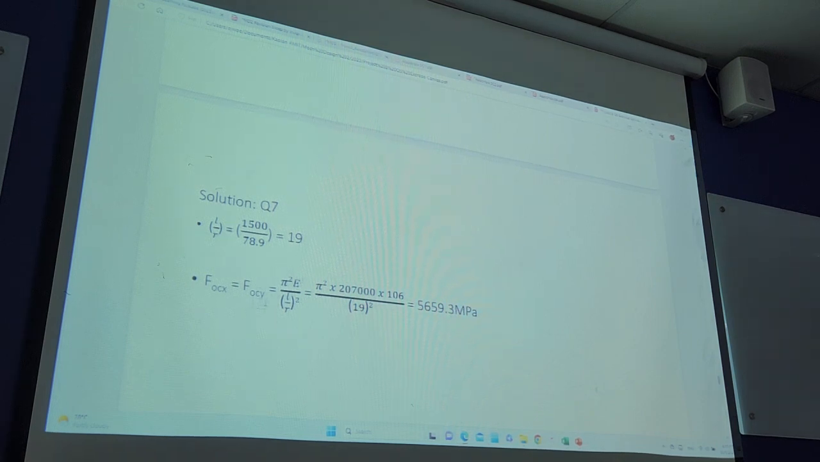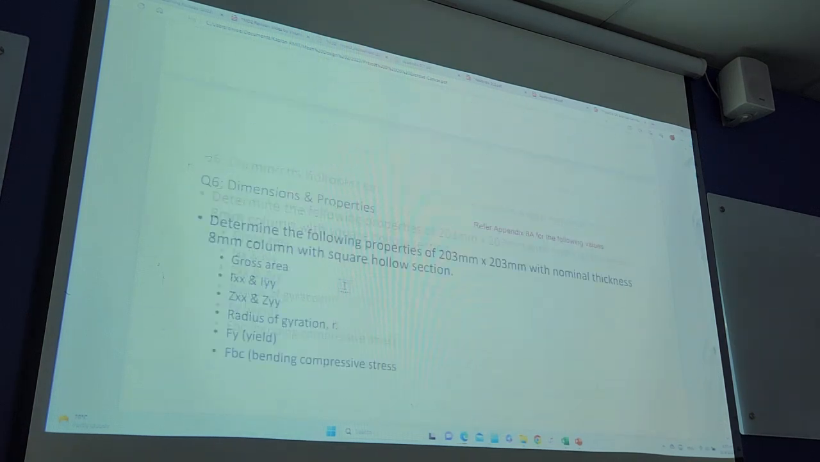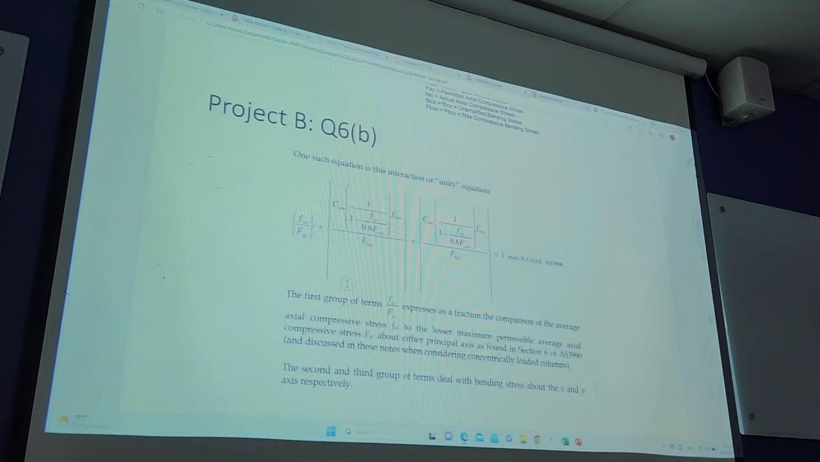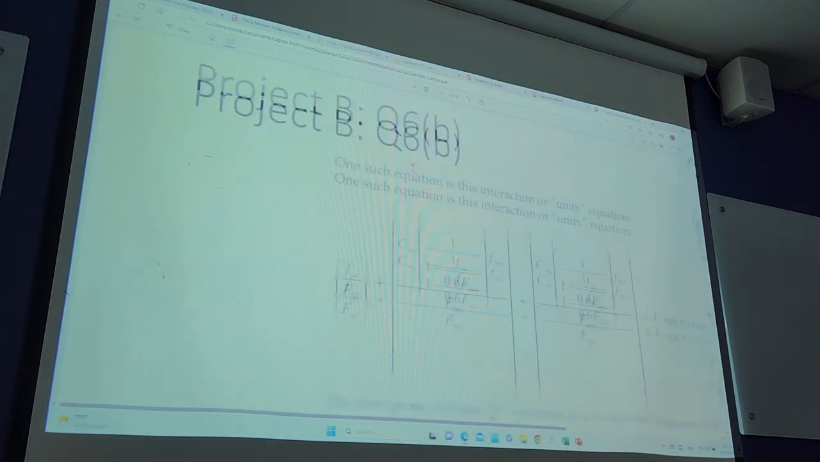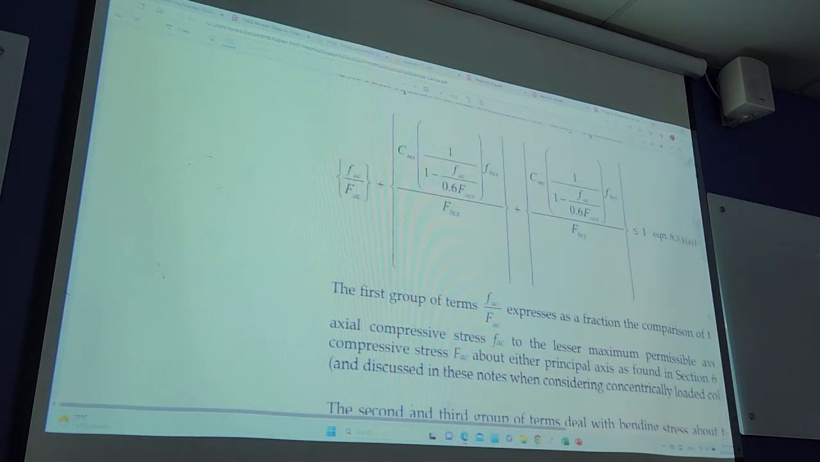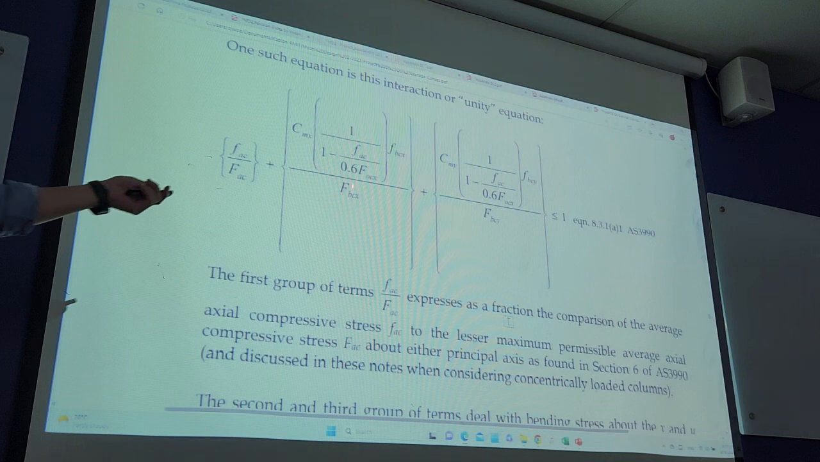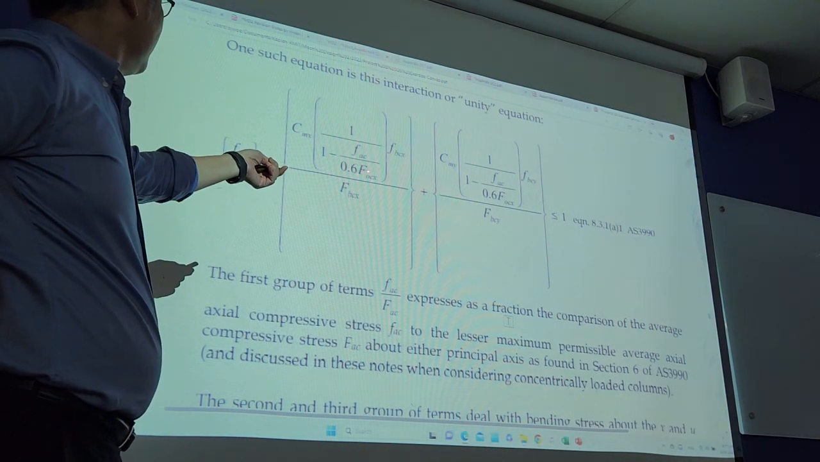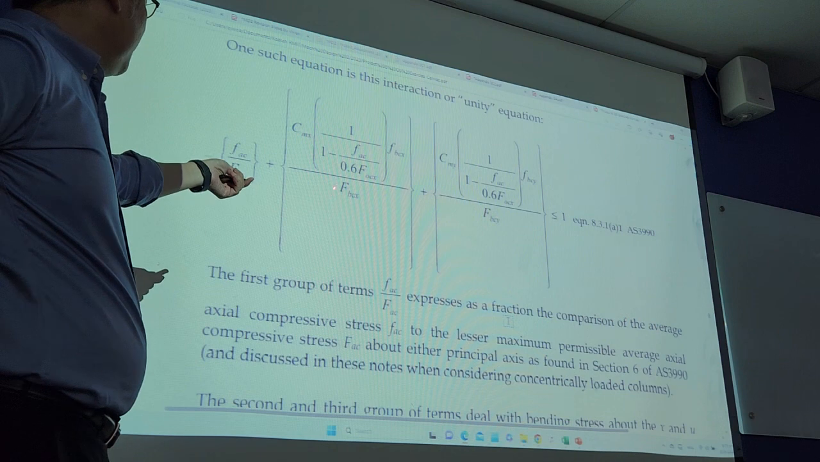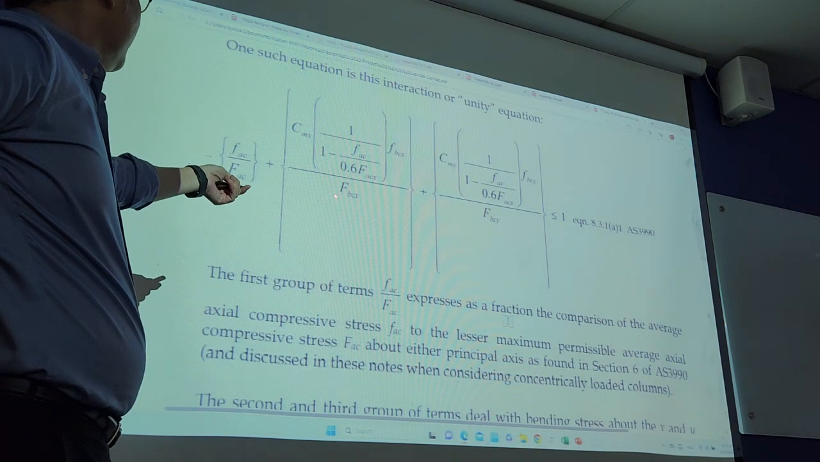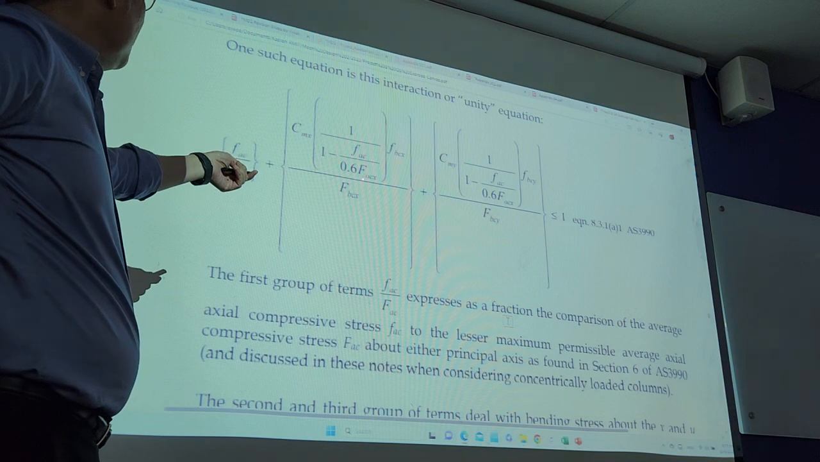Why do we need this Euler critical stress, FOC? To plug into this. In case you wonder why Euler critical stress is needed, it is because of this. So that's how we found out the FBC, the bending stress, and now we have the Euler critical stress.